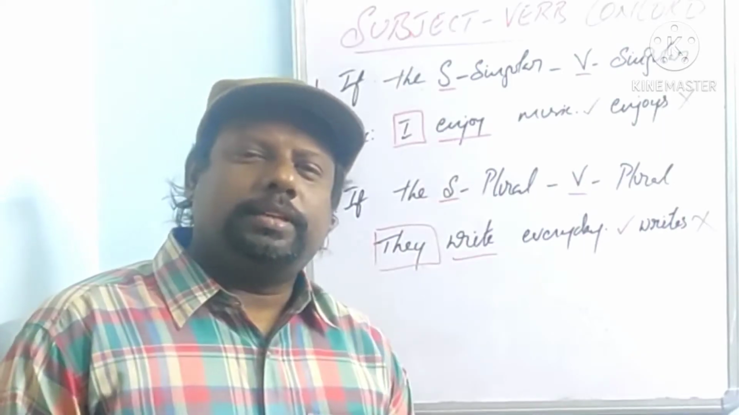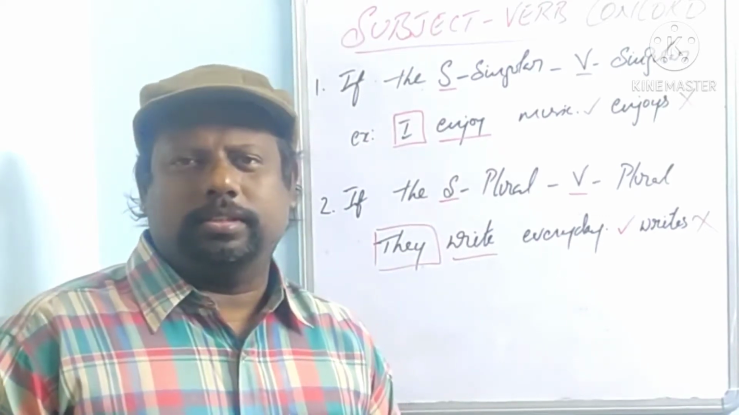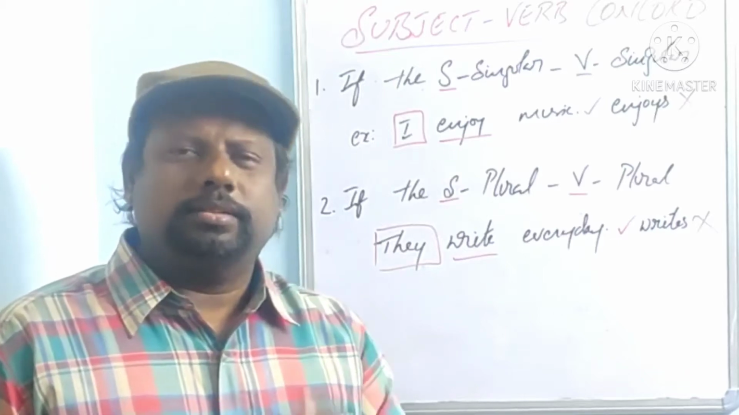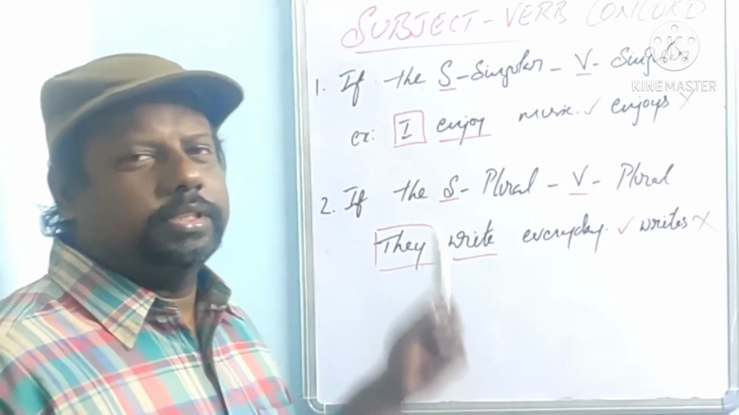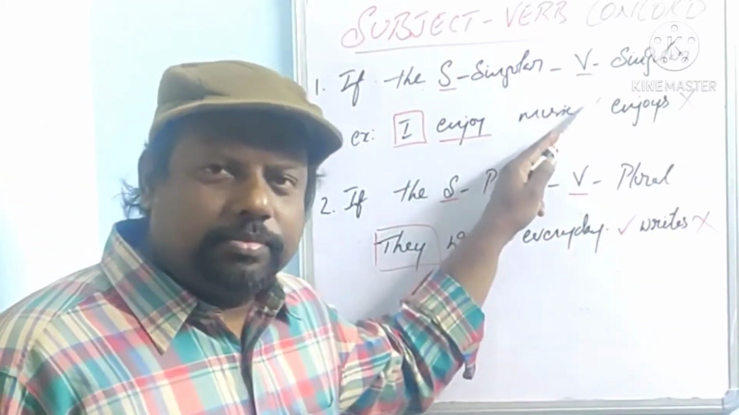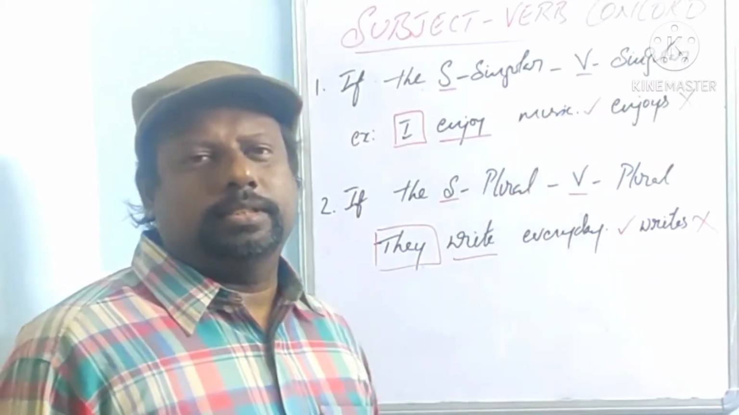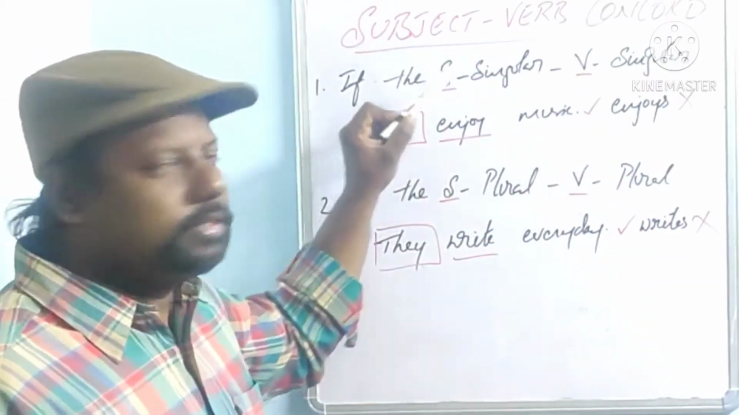Okay. In subject verb agreement, we have several rules. But as far as the syllabus is concerned, we are limited to some rules. In that, first and foremost, is this rule. What is it? When the subject is singular, the verb should also be singular. Means the verb should take the singular when the subject is singular.